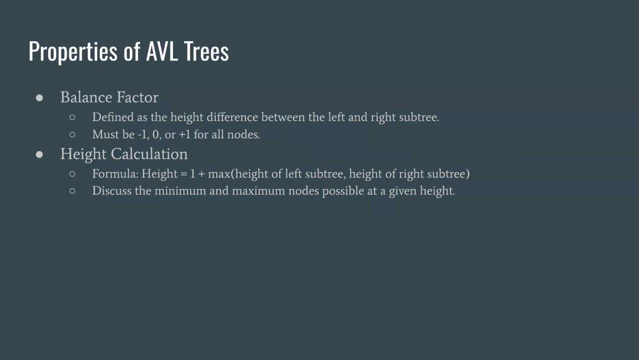Regarding height, you want to remember this formula, which shows that the height of a node equals 1 plus the maximum height of its left subtree and right subtree. And this calculation helps determine when rotations are needed to maintain the tree's balance.